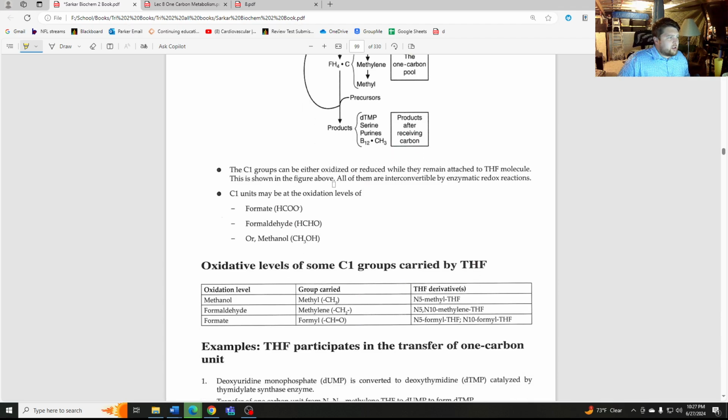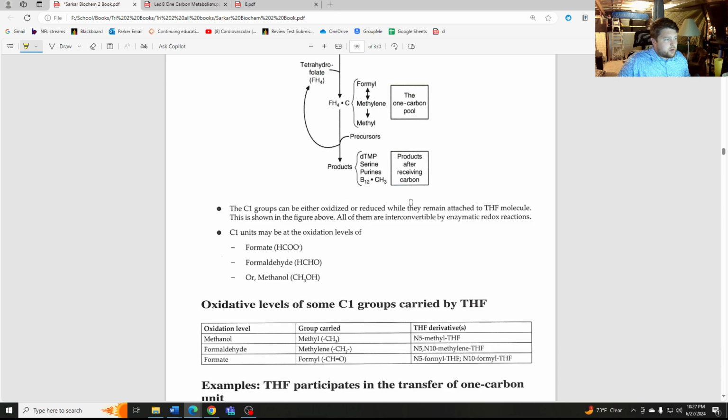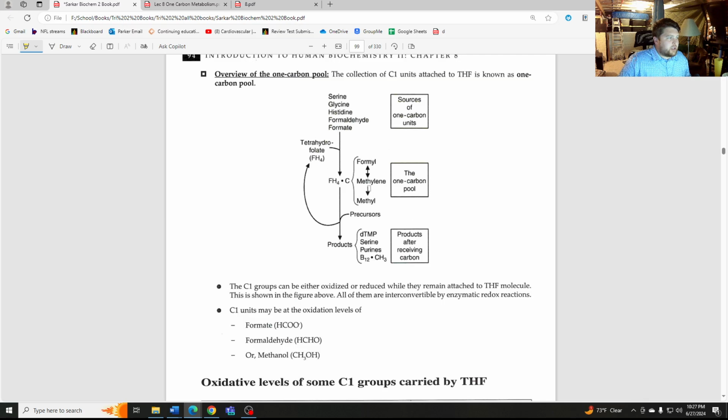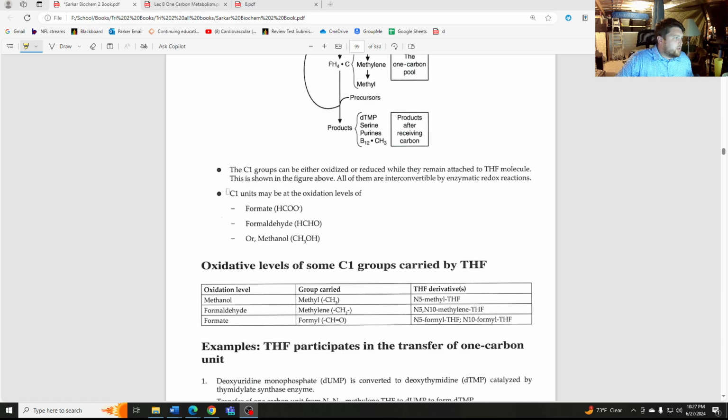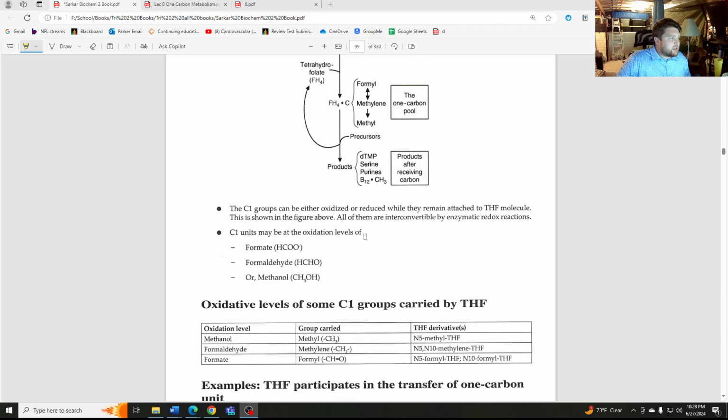So the 1 carbon groups can either be oxidized or reduced while they remain attached to the THF molecule. This is shown in this figure here, so they can go either way. All of them are going to be interconvertible by the enzymatic redox reaction. The 1 carbon units may be at the oxidation levels of formate, formaldehyde, or methanol.